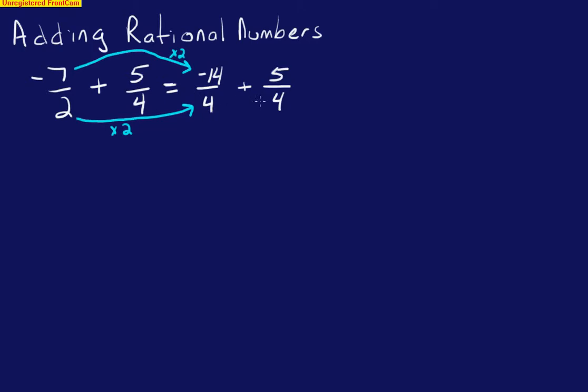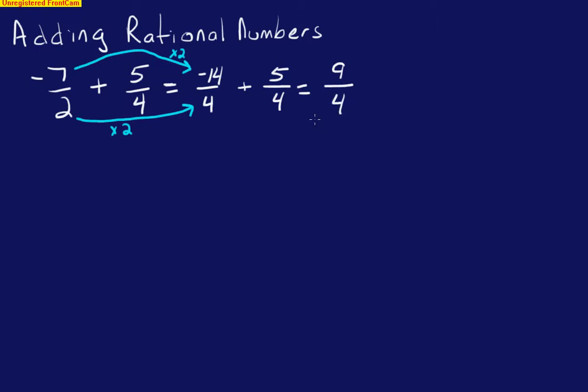So now we have a 4 on the bottom, so we can go ahead and add the numerators now. When we do that, we'll go back to the hand, we have a negative 14, and then we have a positive 5. And even though this is an addition problem, because that's negative and that's positive, they're opposites, so we have to subtract them. So if we subtract those, going back to my pen again, we get a 9. Okay, and we keep the same denominator, so it's 9 over 4.